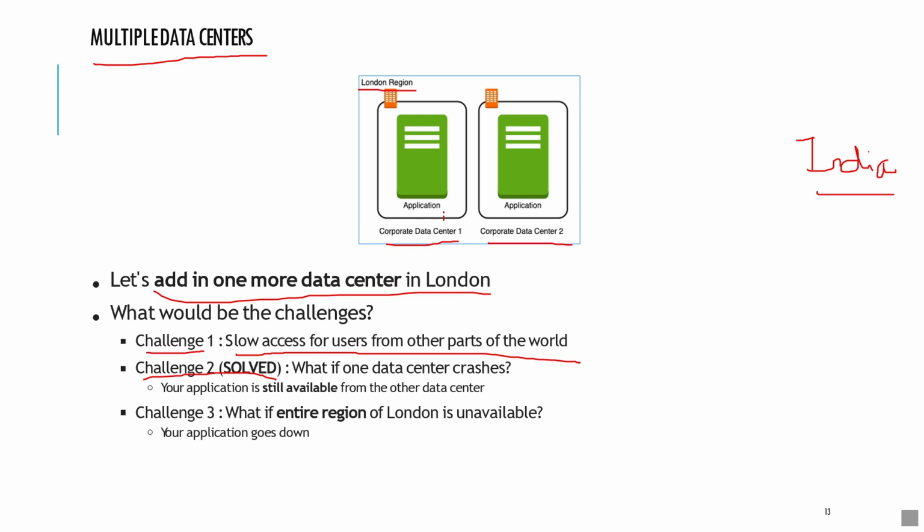Even if one data center crashes, the other data center is still alive, so the users can access the applications from the other data center. Challenge number 3: what if the entire region of London is unavailable? If both data centers crash, the application is unavailable. So these are the three challenges we may face if we have multiple data centers.